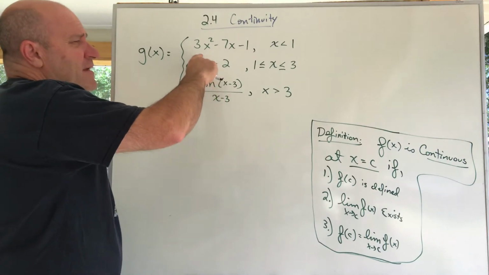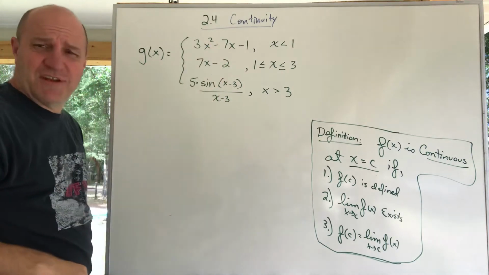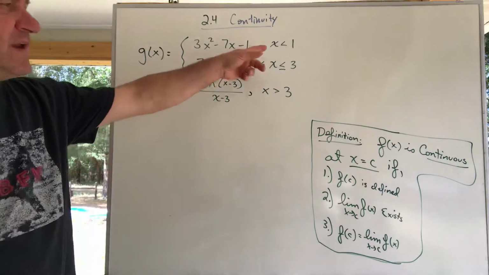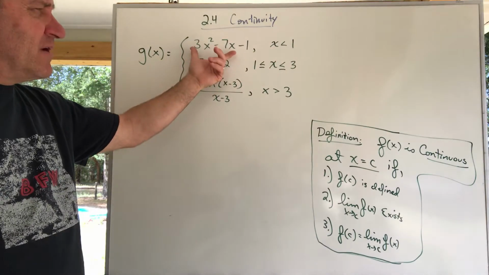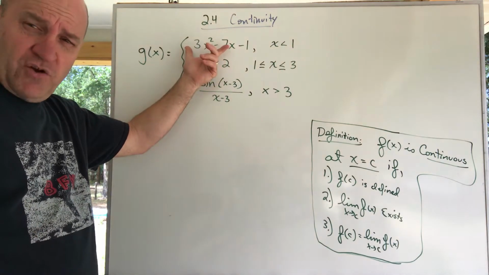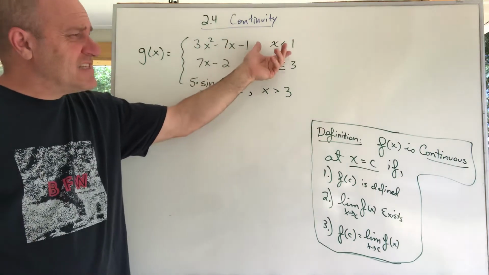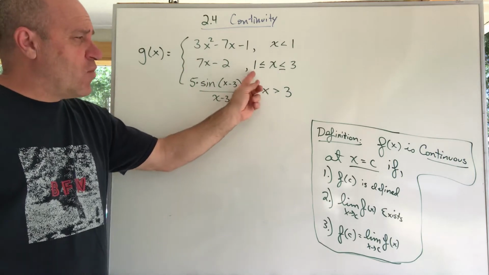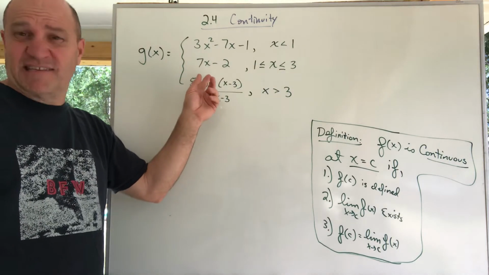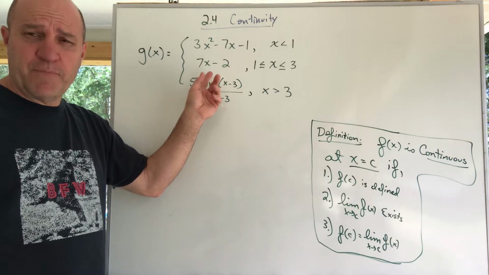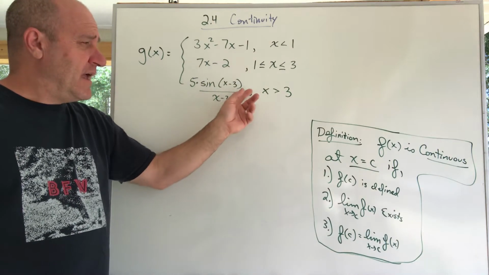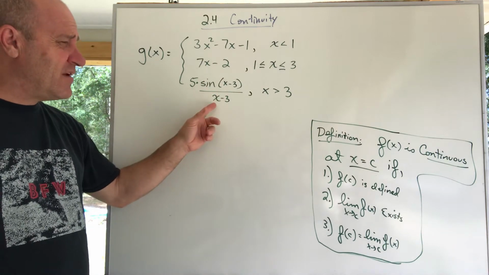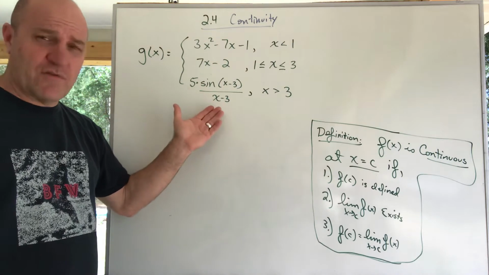It's a piecewise function, split into three pieces. When x is less than 1, it's this polynomial. And we just mentioned in the other video that polynomials are continuous. So when x is less than 1, I have no problems, no discontinuities. When x is between 1 and 3, it's this polynomial, which actually is a line. There are no problems there. And when x is greater than 3, it's a sine function. It looks pretty weird, but I don't think there are any problems greater than 3.